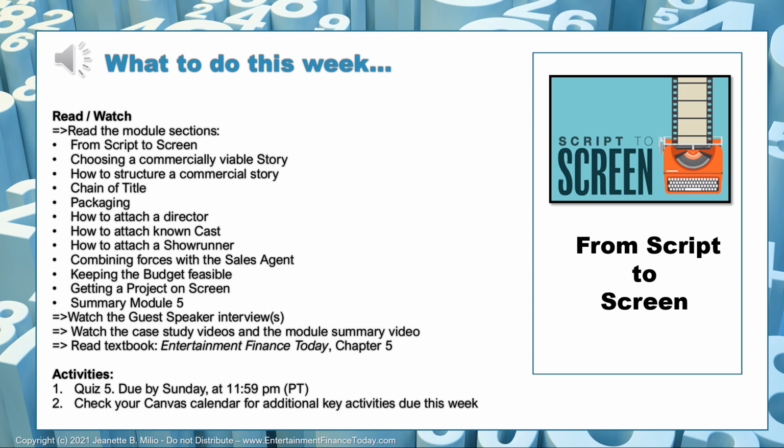What do we need to look at in order to protect and secure the rights? How do we make sure that the chain of title is clean? And what questions do we need to ask to solidify this? And then how do we attach a director or a cast, or in the situation where we're putting a TV show together, a showrunner? All of these project elements are very important to create value in connection with our story.